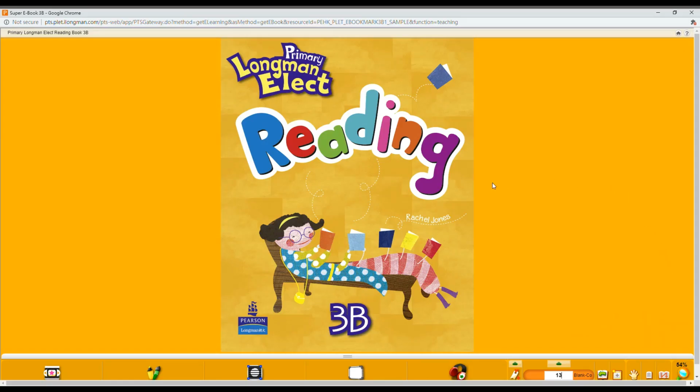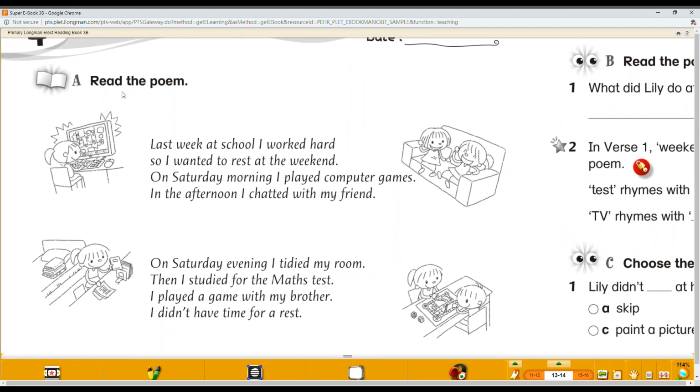For the homework, please turn to page 13 of your RB. A. Read the poem. Last week at school, I worked hard, so I wanted to rest at the weekend. On Saturday morning, I played computer games. In the afternoon, I chatted with my friend. On Saturday evening, I tidied my room. Then I studied for the maths test. I played a game with my brother. I didn't have time for a rest.